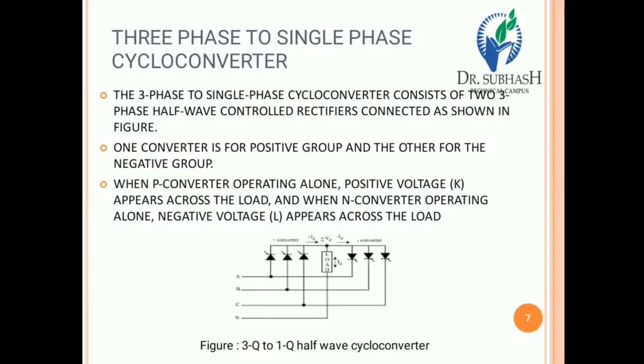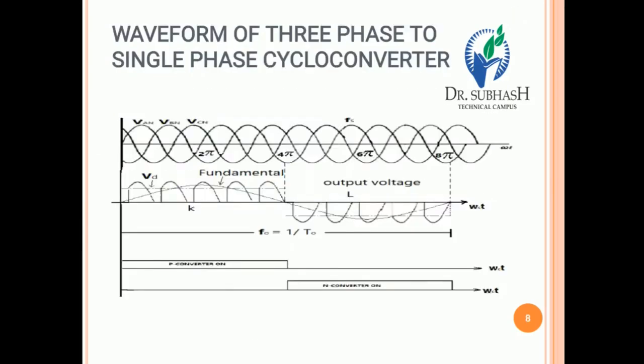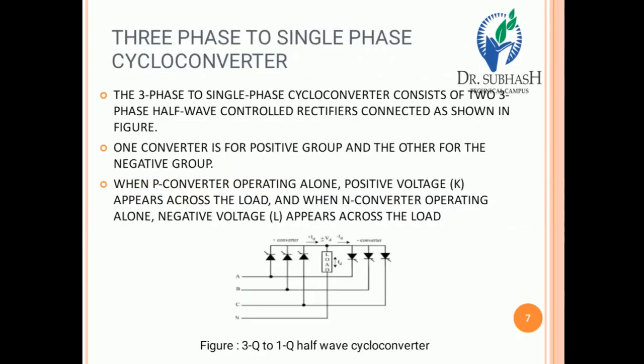Now the three phase to single phase cycloconverter. The three phase to single phase cycloconverter consists of three phase half wave controlled rectifiers connected as shown in the figure. So here we have to utilize three half wave controlled rectifiers. In the case of the half wave rectifier, the output can be converted either in a positive direction or a negative direction.